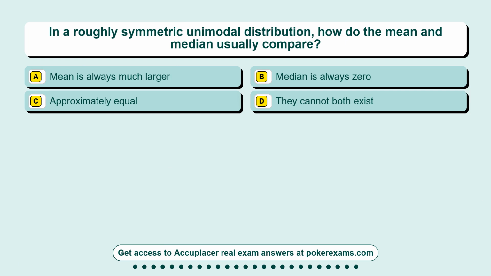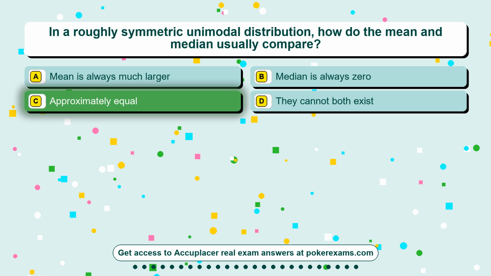Question 20. In a roughly symmetric unimodal distribution, how do the mean and median usually compare? Option A, mean is always much larger. Option B, median is always 0. Option C, approximately equal. Option D, they cannot both exist. The correct answer is option C, approximately equal.